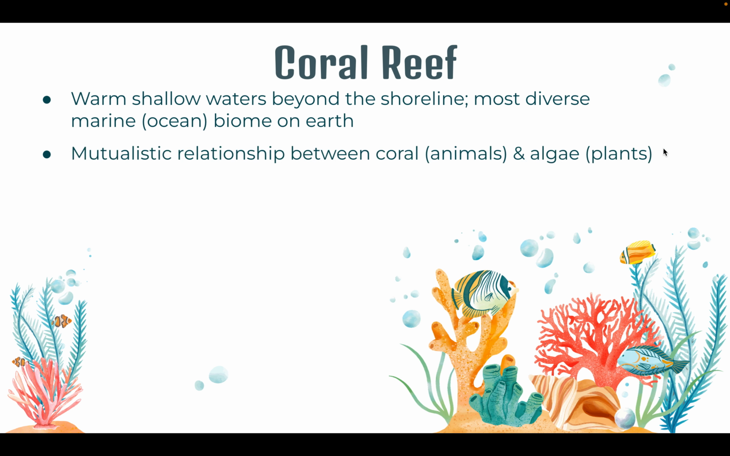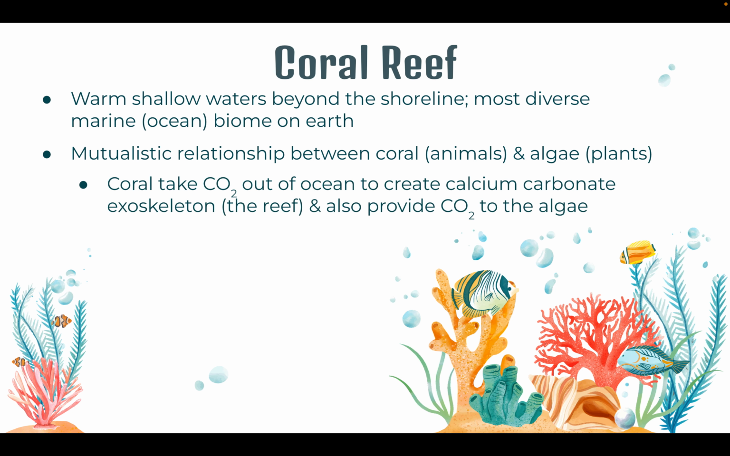We just talked about this. This is where you see the mutualistic relationship between coral and algae. So let's get into that in just a little bit more, because you do need to know the example here. So again, coral is taking carbon dioxide out of the ocean, since the ocean is the area that has the most CO2, so it holds the most carbon dioxide. So coral will take that in and then create calcium carbonate exoskeletons. So that's why coral looks like this. It's all calcium carbonate. That's where that carbon is coming from.